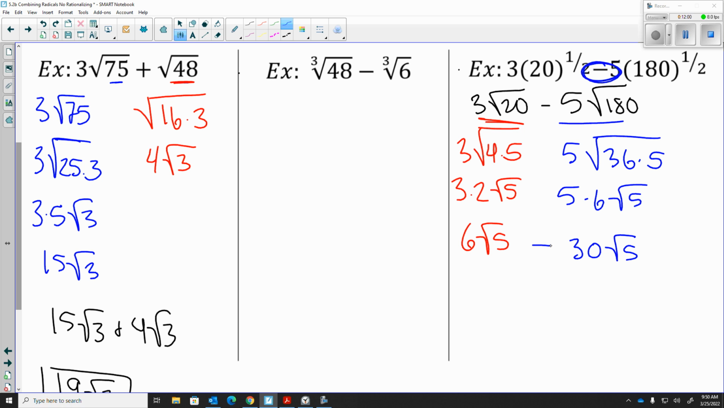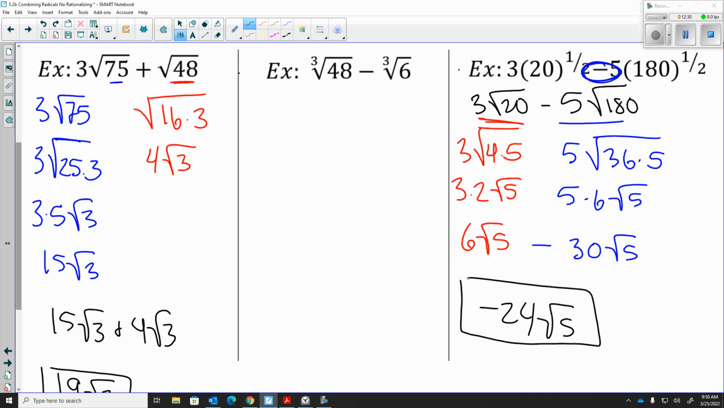Can you have a negative? Is that okay? Yeah. What's 6x minus 30x? Negative 24x. So this is just going to be negative 24 square root of 5, because you've got like radicals. They're both square root of 5. Treat it like a variable. Combine the numbers, and you're good to go.